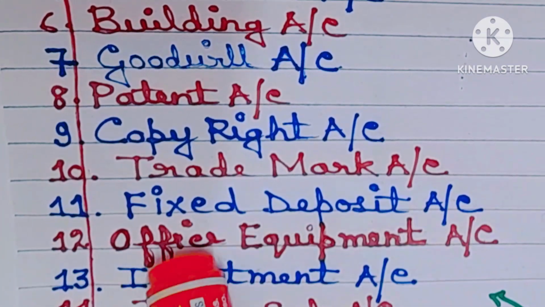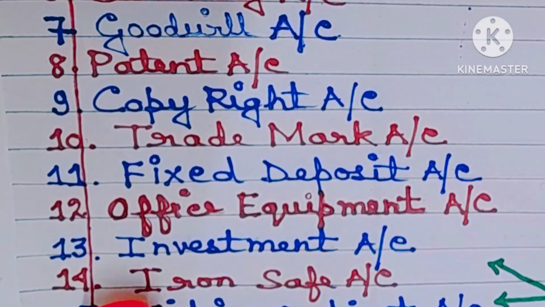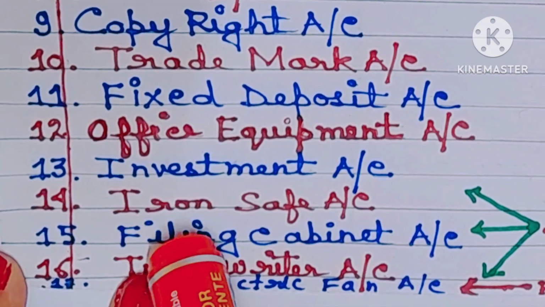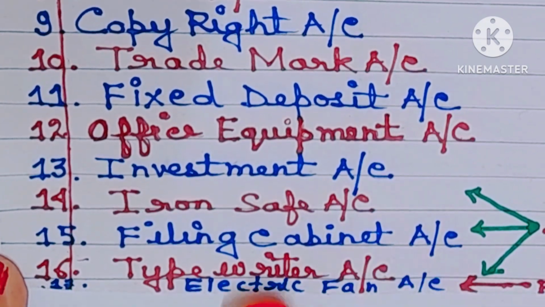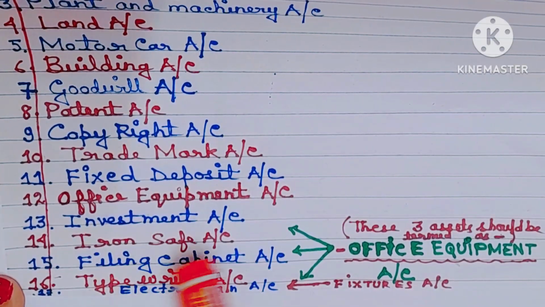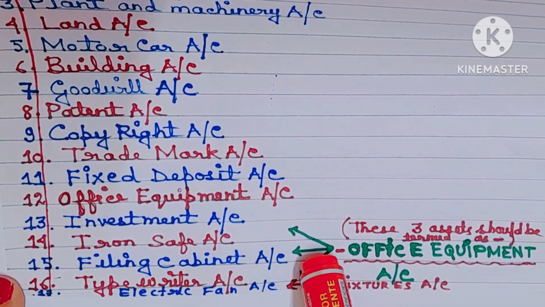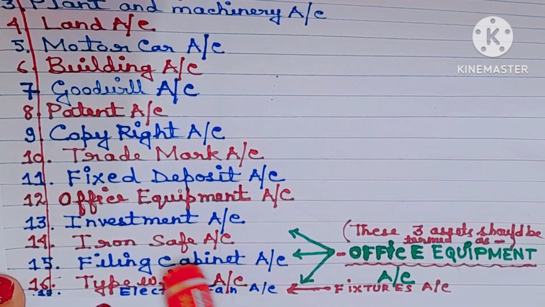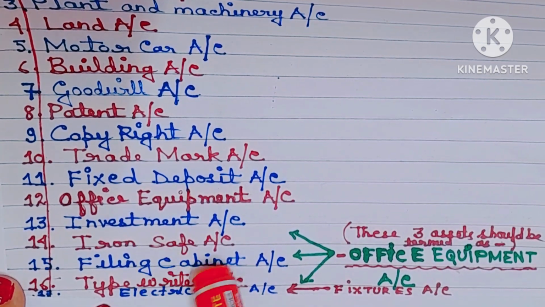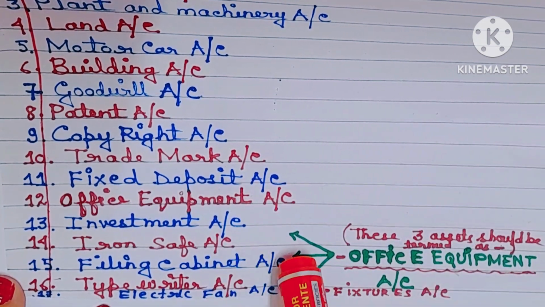Understood? Number 11, fixed deposit account. Number 12, office equipment account. Number 13, investment account. Number 14, iron safe account. Number 15, filing cabinet account. Number 16, typewriter account. Please remember, in case of these assets, iron safe account, filing cabinet account, typewriter account, you cannot use iron safe account debit to cash account in journal. Instead of iron safe account, you got to write office equipment account debit to cash account.